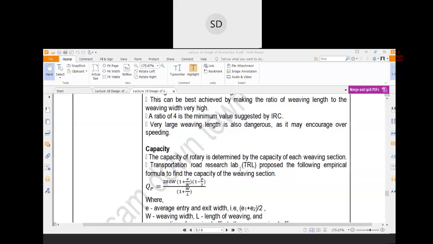Okay, is this clear? This portion is clear? Okay, capacity.